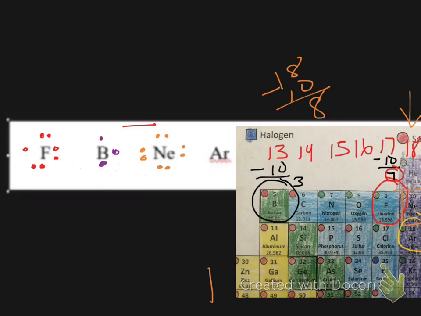So in the same column as neon. That means it's the same group. It means they have similar characteristics, which also means they have the same number of valence electrons. 3, 4, 5, 6, 7, 8. All right? And that's what that should look like. So I'm going to do one more example with you.